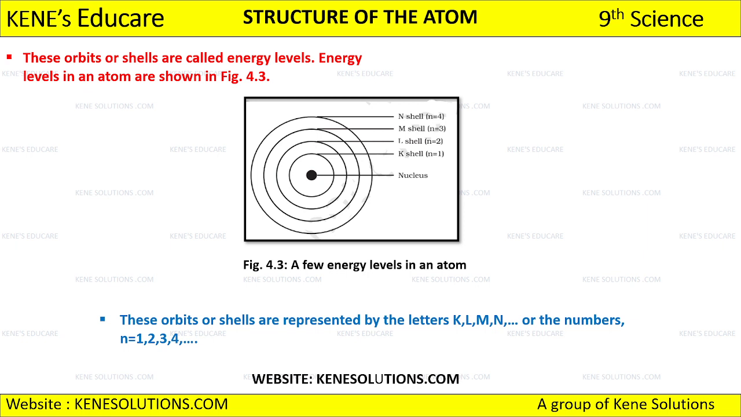So this is how you should know it. There is a nucleus, and around the nucleus we have four different shells, which we also call energy levels. These orbits or shells are represented by the letters K, L, M, N, or the numbers n equal to 1, 2, 3, 4. We can represent it either way.